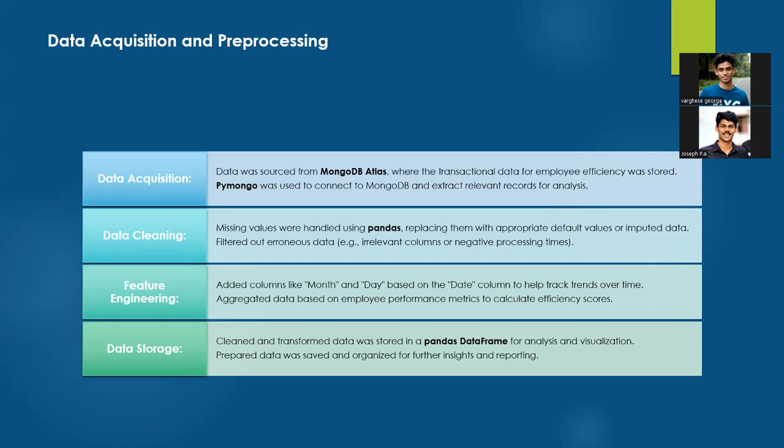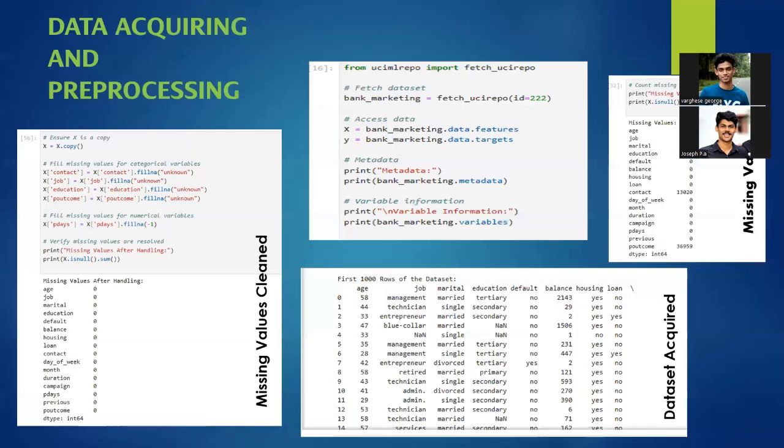In engineering, we added columns like month and day based on the date column to help track trends over time, and aggregated data based on employee performance to calculate scores. We stored the data in Pandas data frames for analysis and visualization. The prepared data was saved and organized for future insights and reporting. So, yeah, that's the data acquisition and preprocessing stage.